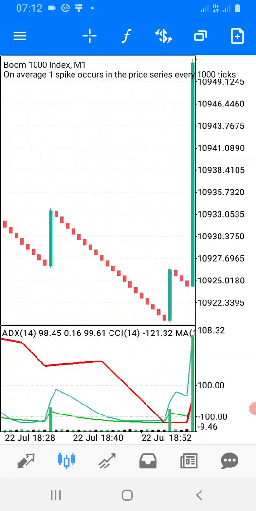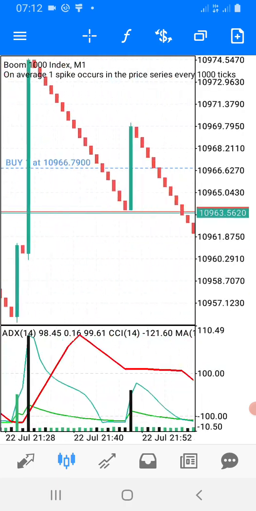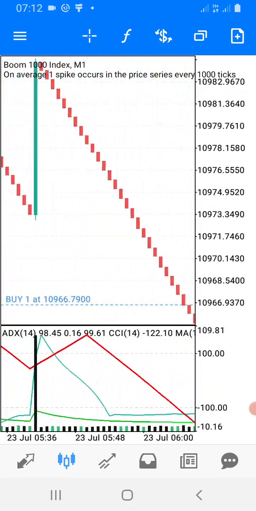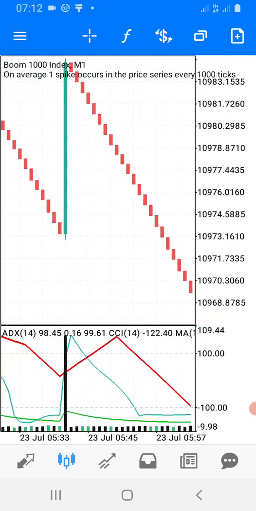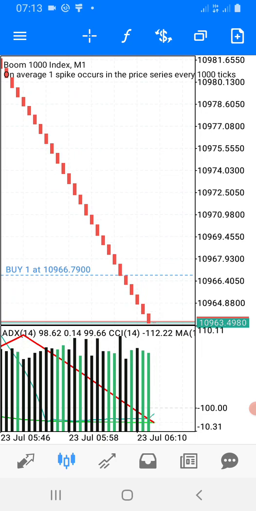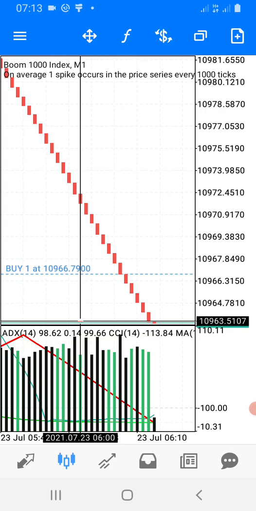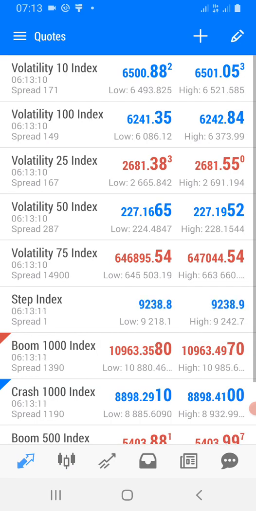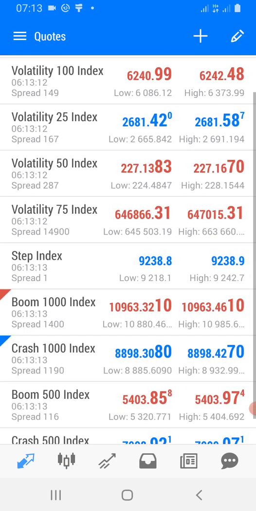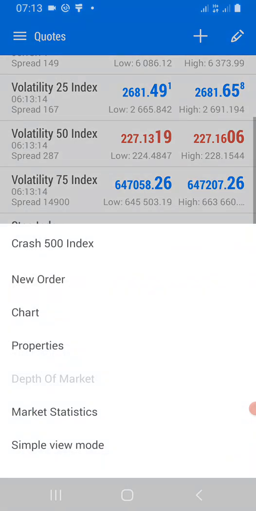So, guys, this is how this strategy works. I told you, guys, we're waiting for Boom 500 and Boom 1000 to spike. We're waiting for the spike. So while we're waiting, let's check out Crash 500.